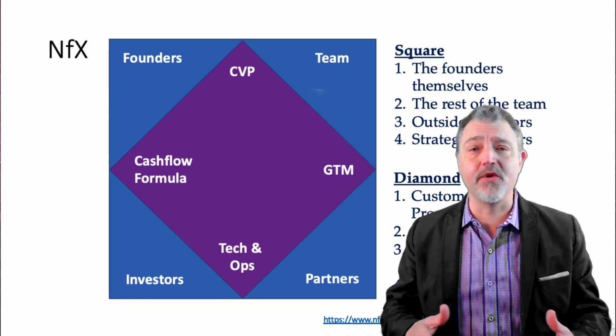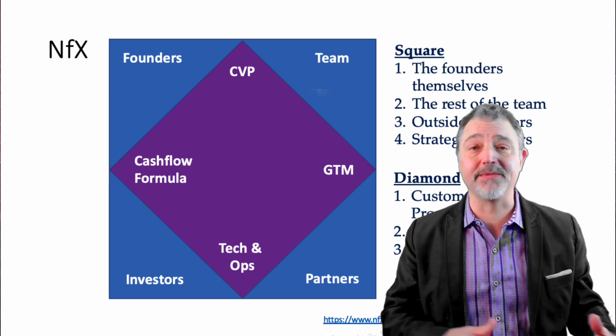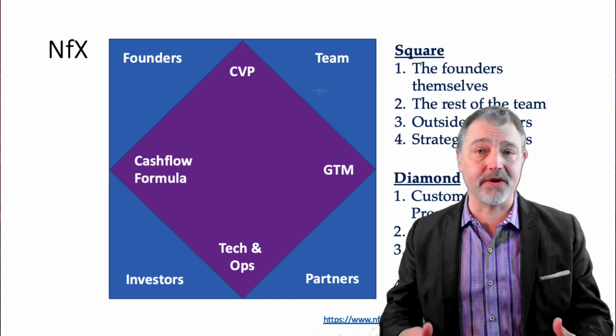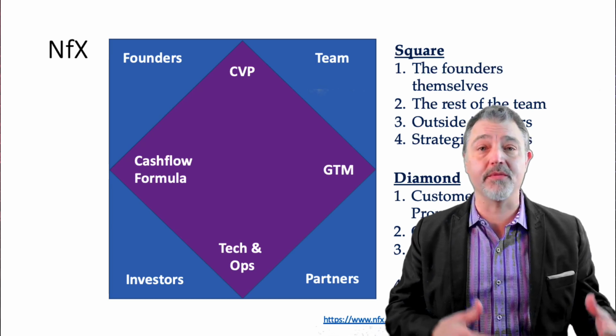Number 4 is the cash flow formula. It seems obvious enough, but there has to be more money coming in than going out. Maybe not at first. Every company has a period of time where they're burning cash.